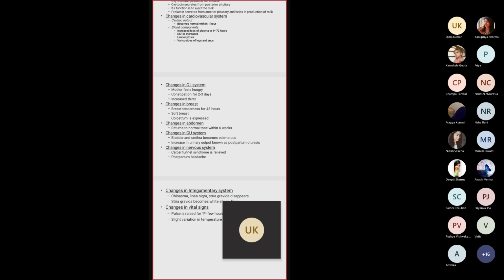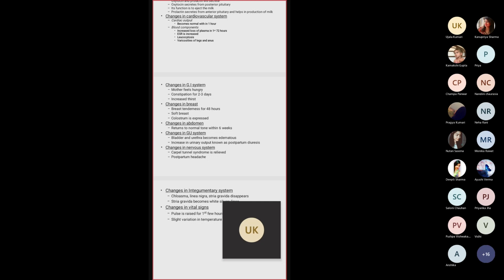Next, changes in the GI system. The mother feels hungry, as she is a lactating mother. Sometimes women may have constipation for 2 to 3 days, and women also experience increased thirst during the puerperal time period.